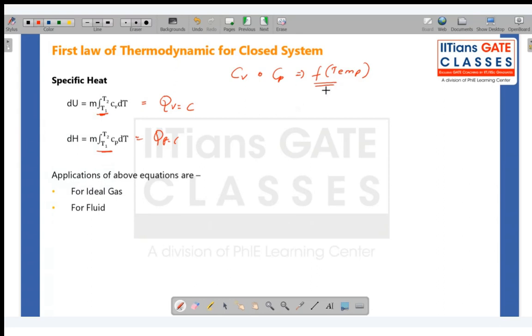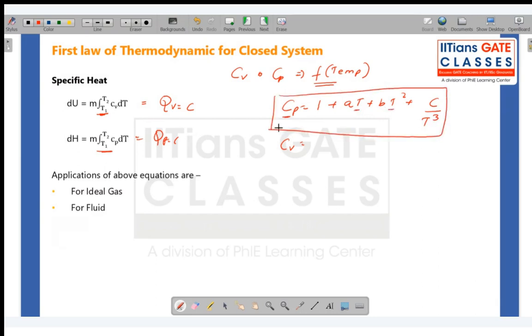So you will be getting some equation like Cp is equal to some constant given to you, 1 plus AT plus BT square plus C by T cube, something like this. And similarly for Cv as well, some relationship. So basically it is saying that Cp is a function of temperature, and how it is a function of temperature through this equation. It can be linear, it can be polynomial, it can be hyperbolic, whatever relationship it could be.